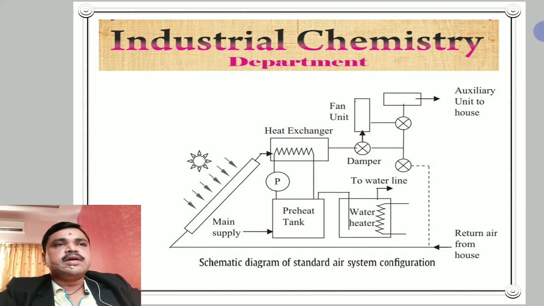In contrast to the above methods, which are often called active methods, space heating giving a fair degree of comfort can also be done by adopting a passive method. For better space heating, we have the passive method. So we show this type of method. This is the standard air system.